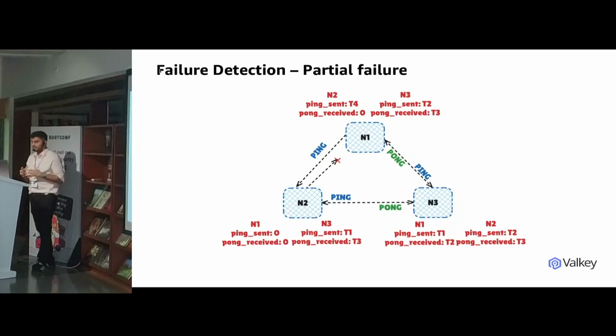I'll show what happens internally. Basically, like I mentioned, ping sent and pong received are the two variables which are maintained inside the cluster state. So over here, if you see, each node has these two variables for all other nodes. So N1 has a view of N2 where ping was sent but pong was not received. But for N3, it has a timestamp attached to it, T2 and T3. Similarly, for both the other nodes, there's data associated to each node. From N2's view, N1 has, like, we have not been able to send a message to N1, and neither have we received any.